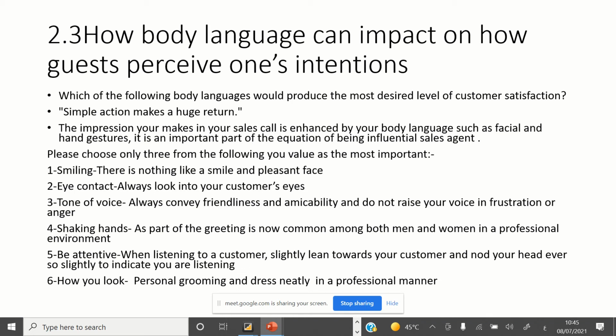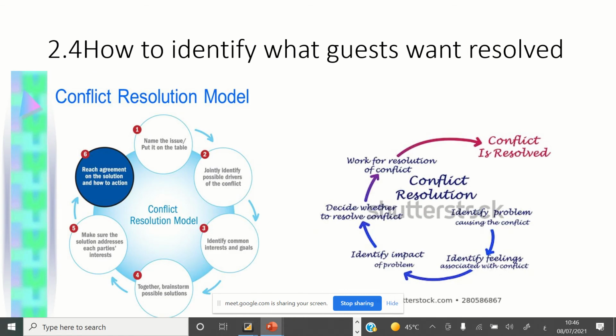Also, you have to listen to the details. You have to listen carefully to the customer. To show that you are listening, you can lean in a little bit or nod your head. And also, you have to take care of your appearance, how you look, your makeup, your hair, your full dress. So you have to take care of your personal appearance, which will reflect the first impression.